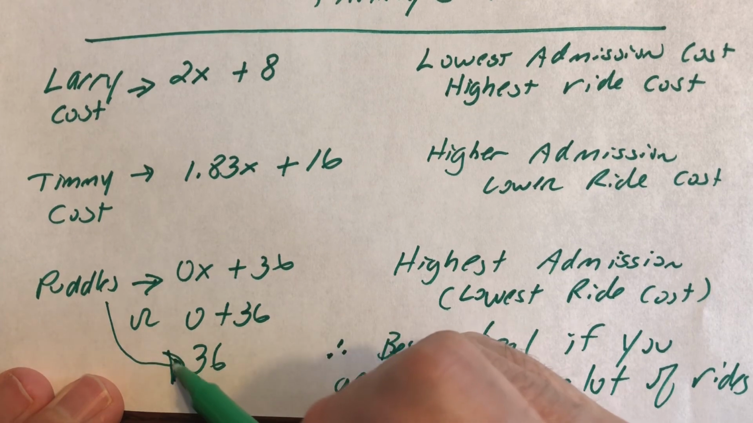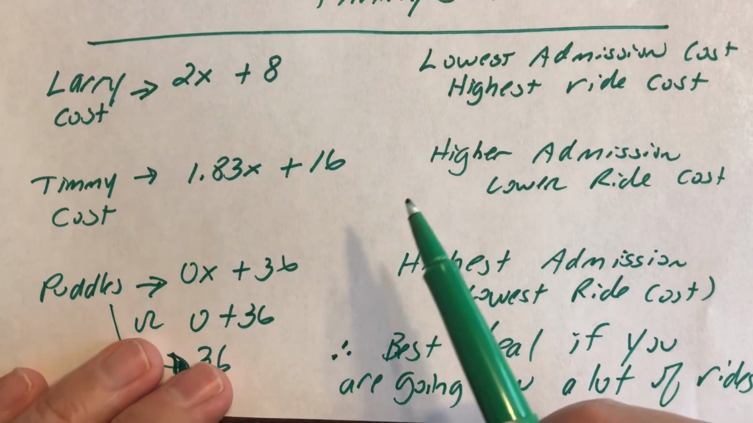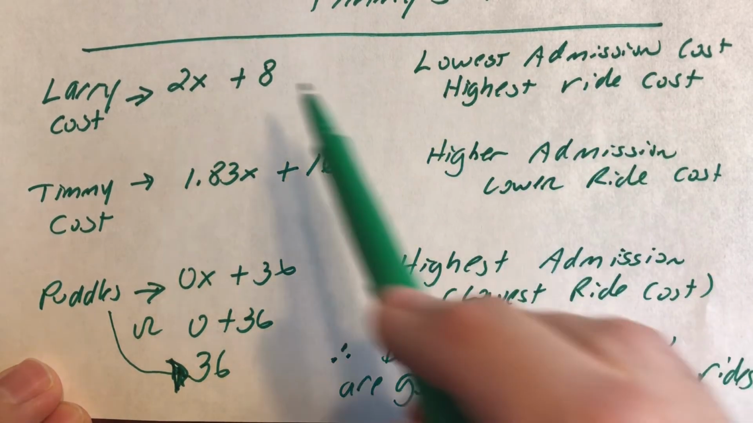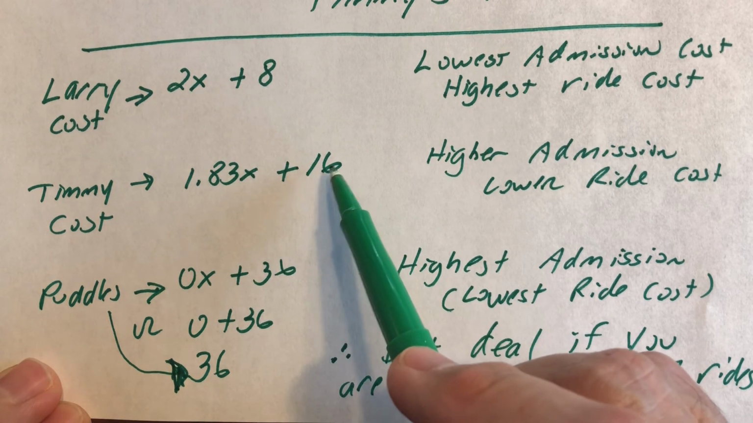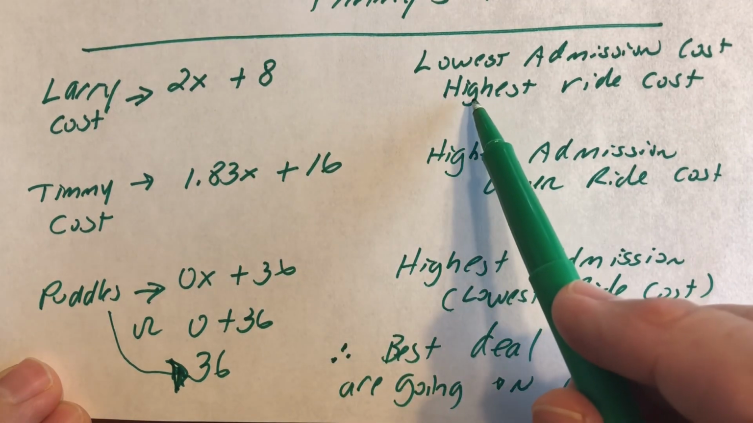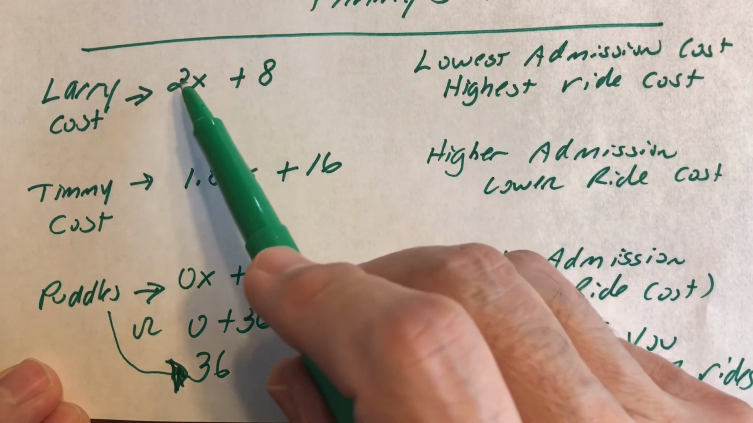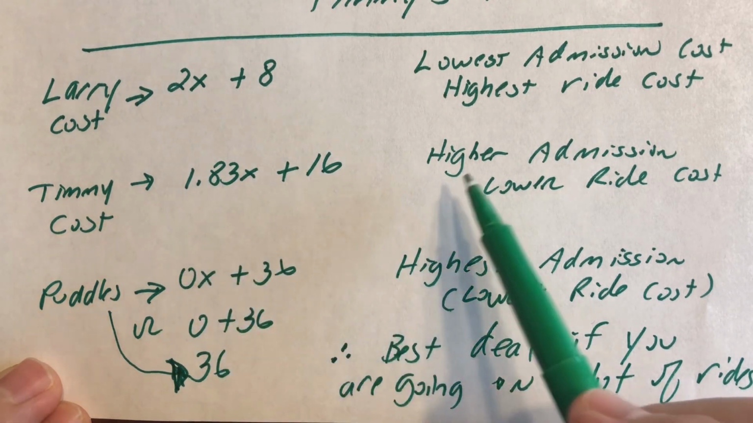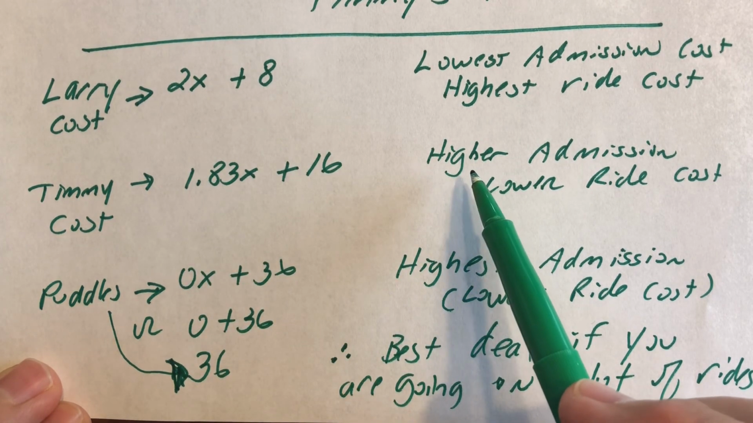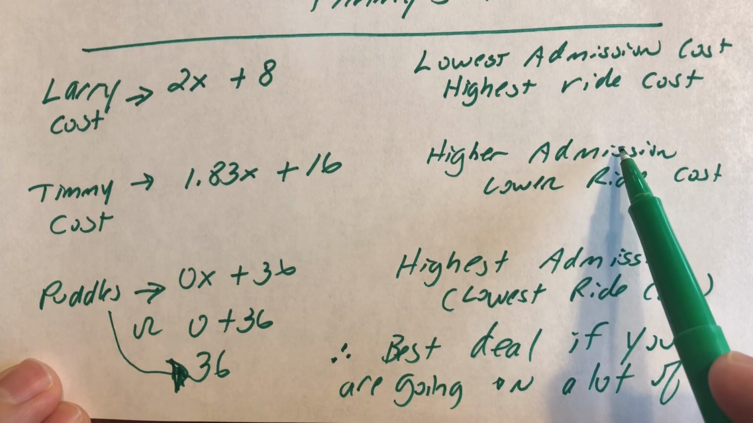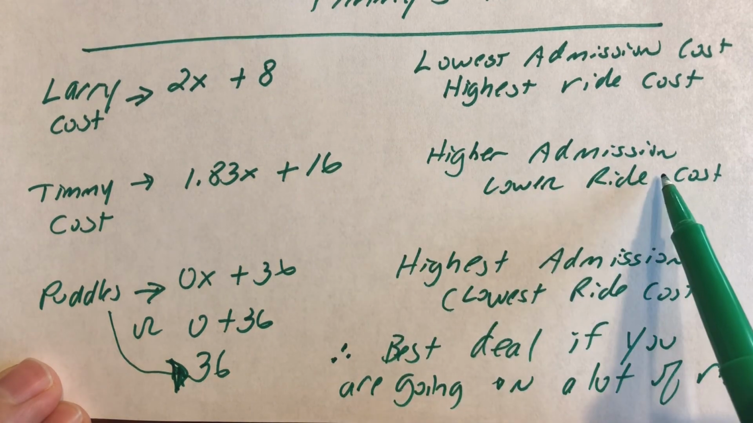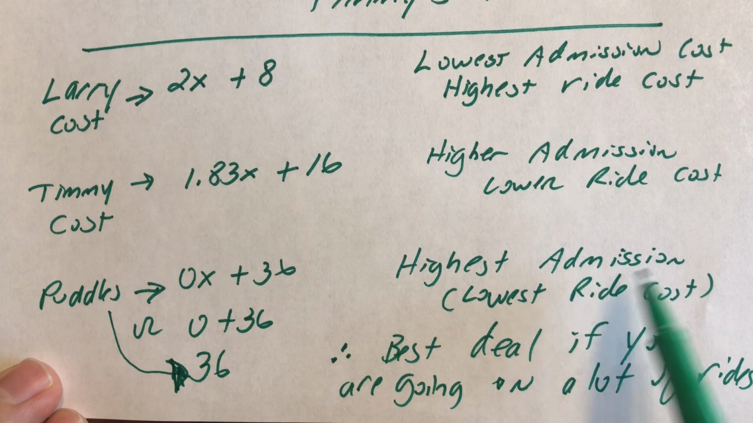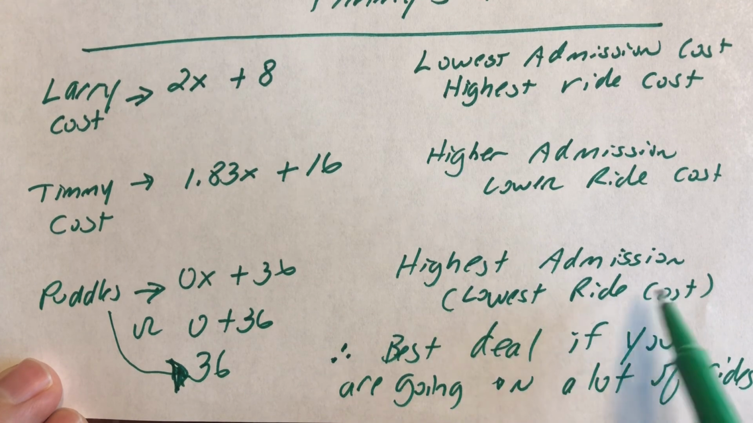Now, it says to interpret what that means. So this is what I said for Larry's, right? Larry's has the lowest admission cost because his is $8 to get in, Timmy's is $16, Puddles is $36, but Larry's has the highest cost per ride, right? His is $2 per ride, Timmy's is $1.83, and Puddles is 0. Now for Timmy's, I say here, he's got a higher admission cost than Larry's, it's the 16, but a lower ride cost. And finally, for Puddles, I said Puddles has the highest admission cost and the lowest ride cost, obviously 0.